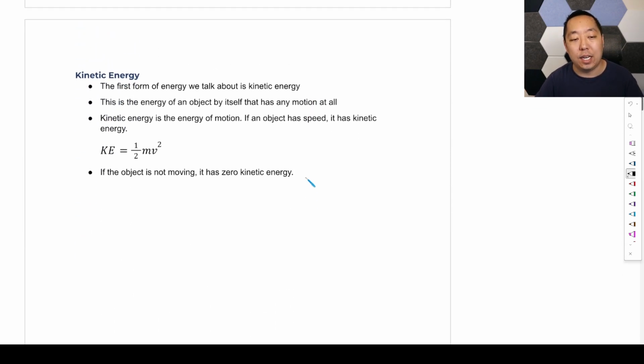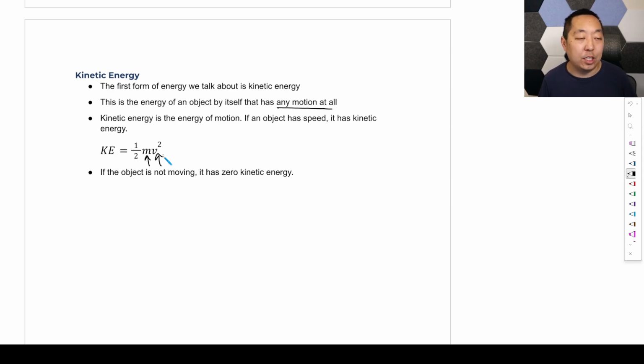So what do we mean by kinetic energy? It is the energy of an object by itself. It's the most basic form of energy we start with. Anytime you include an object, if it has any motion at all, if it has any speed, it has kinetic energy. Kinetic energy is related to its mass and velocity. The more speed it has, or the more mass it has, the more kinetic energy it has.